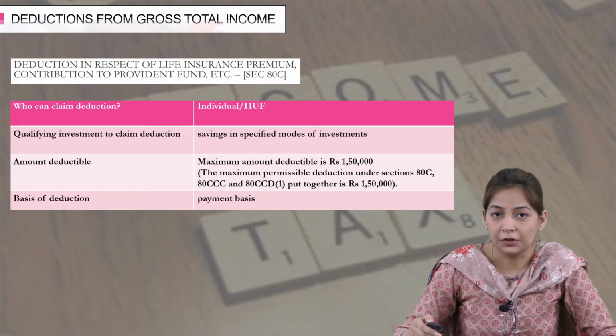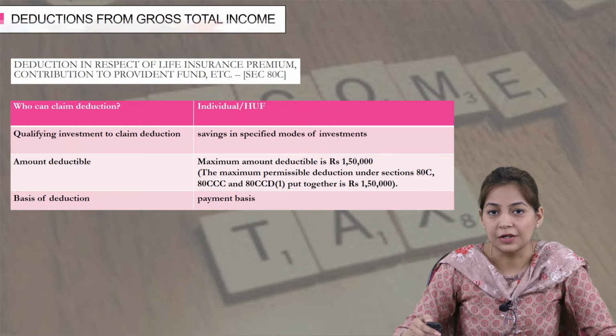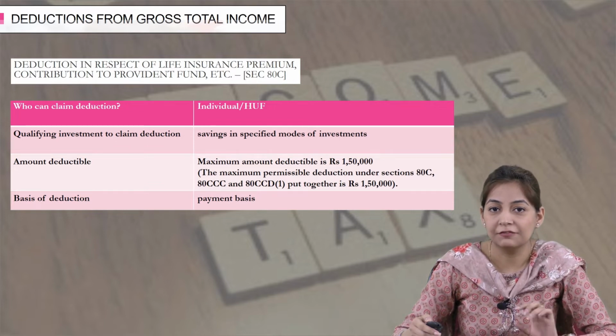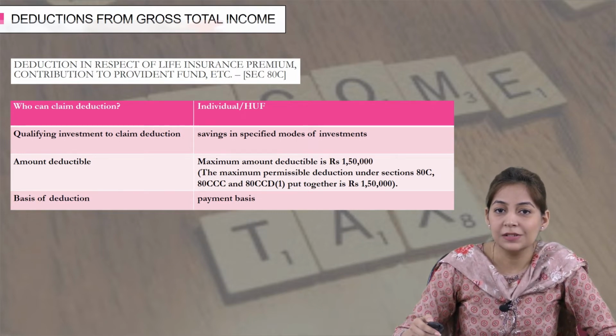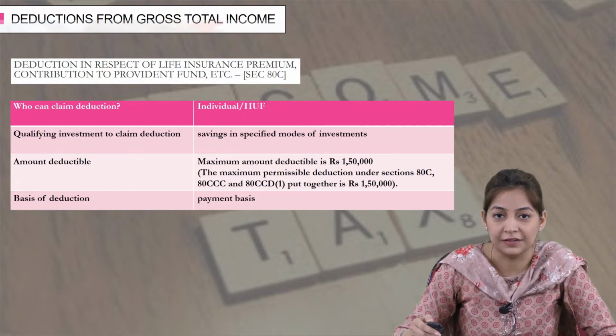As we can see on the screen, any individual or HUF can claim the deduction under section 80C. Next thing, the qualifying investment to claim deduction. If you are an individual or an HUF and you want to claim the deduction under section 80C, you can make savings in specified modes of investment. I will be covering these specified modes of investment in the next few slides. Next thing is how much amount is deductible under section 80C. As per the limit mentioned, the maximum amount that can be claimed under section 80C is rupees 1,50,000.